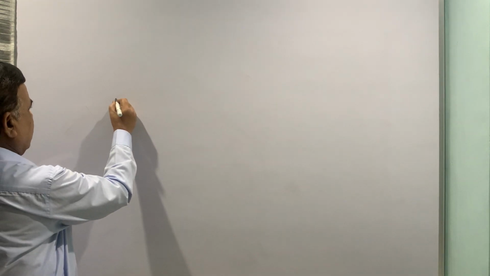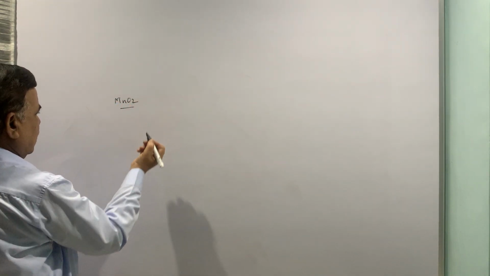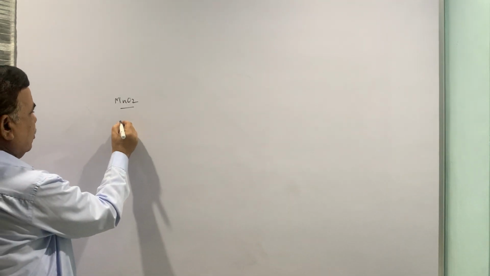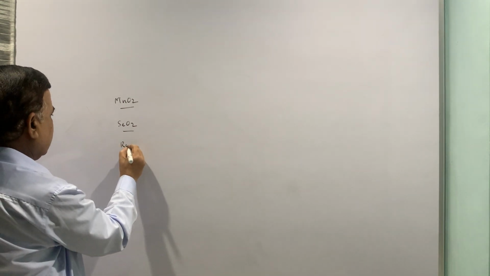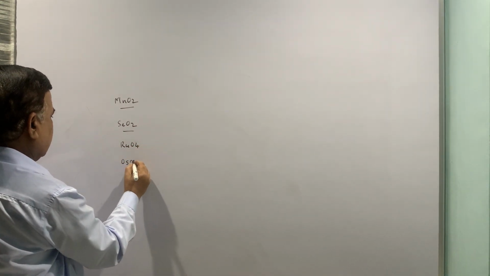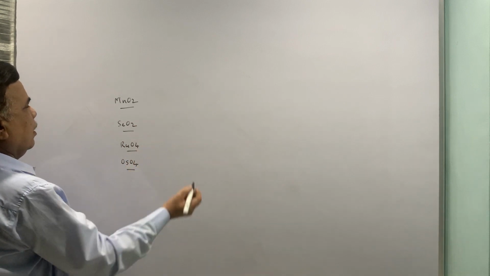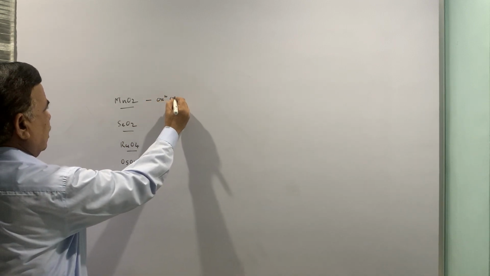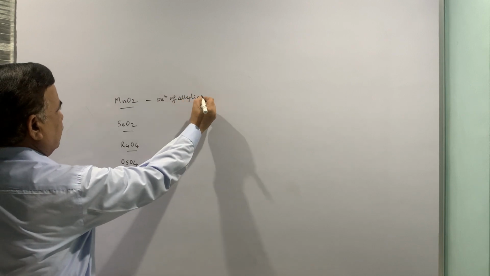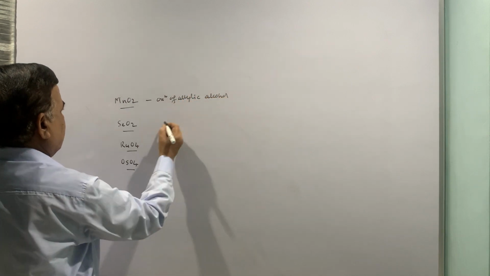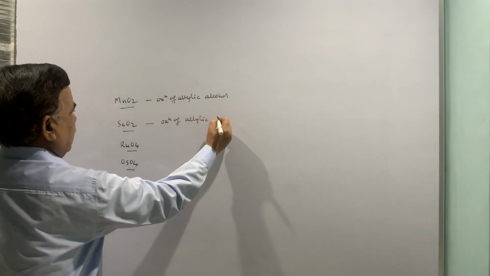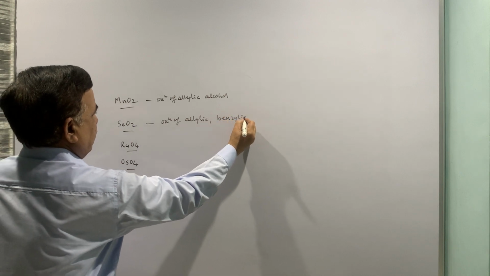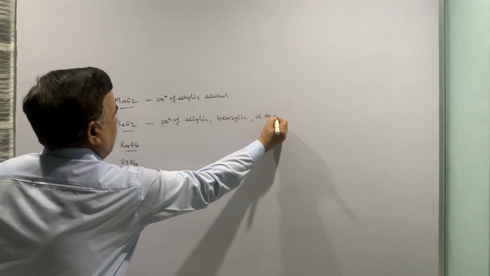Now 2-3 reagents are there. We will just quickly talk about them, and maybe next lecture we will see the applications with the examples. MnO2, selenium dioxide, ruthenium tetroxide, and osmium tetroxide. MnO2 oxidation of allylic alcohol. This is oxidation of allylic, benzylic and alpha to carbonyl.